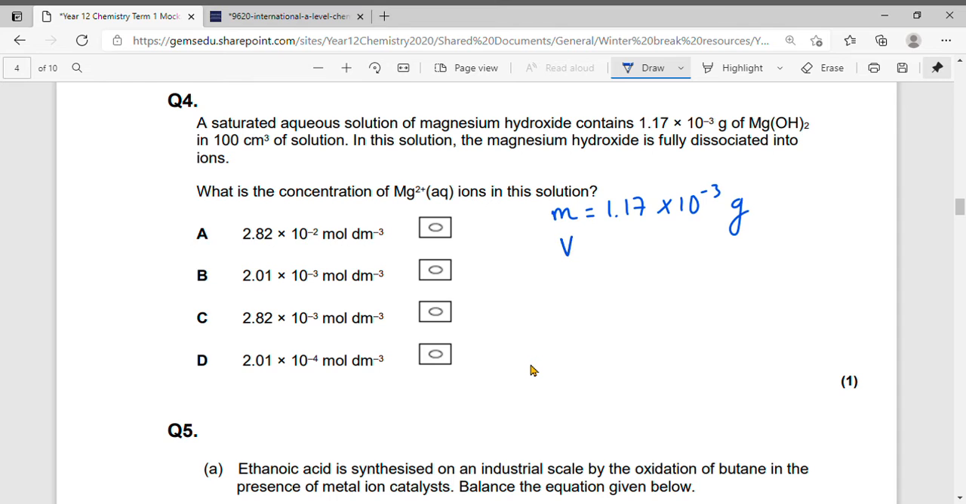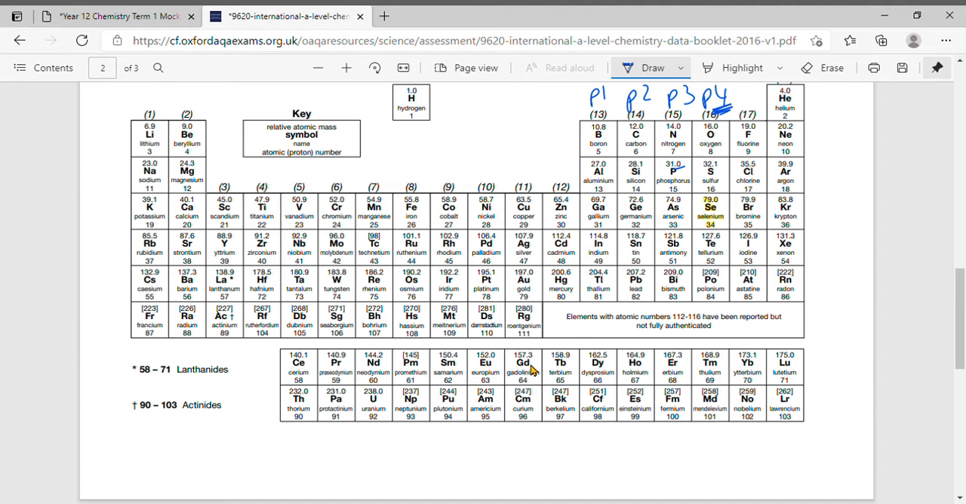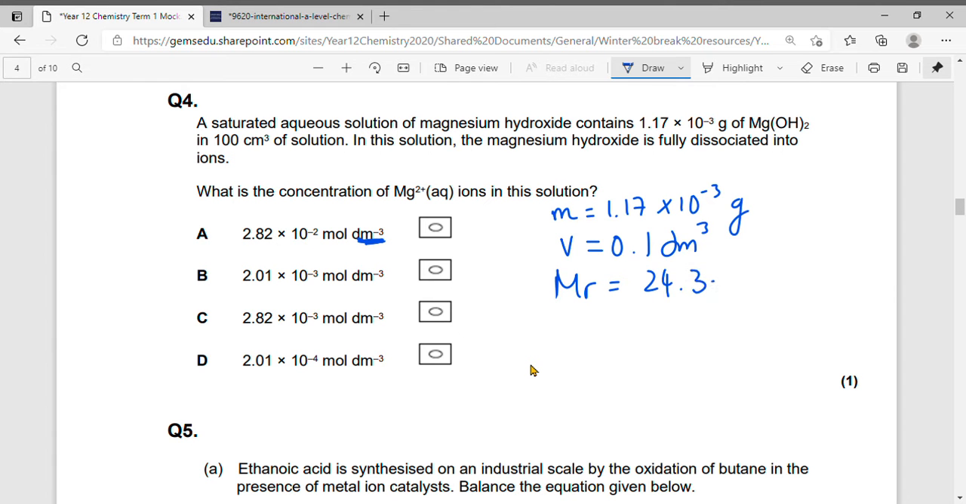And volume is, so here you can see it's decimeters cubed, so let's turn this into decimeters cubed. So divide by 1,000, 1, 2, 3, 0.1 decimeters cubed. MR is mg, which is 24.3 plus 16 times 2, which is 32, plus 2, so that's 58.3. N is M over MR, so let's do that.